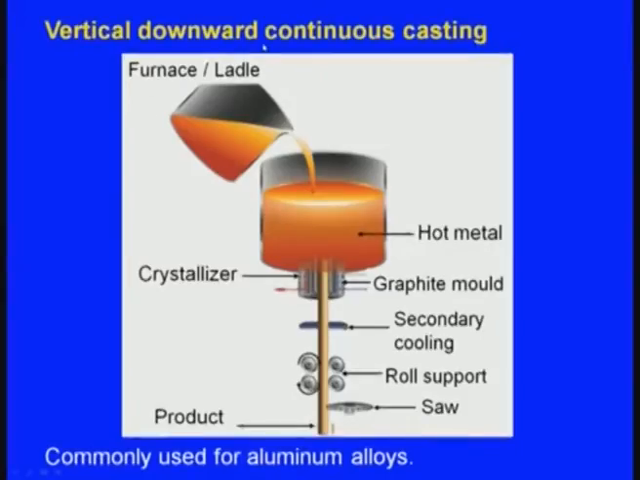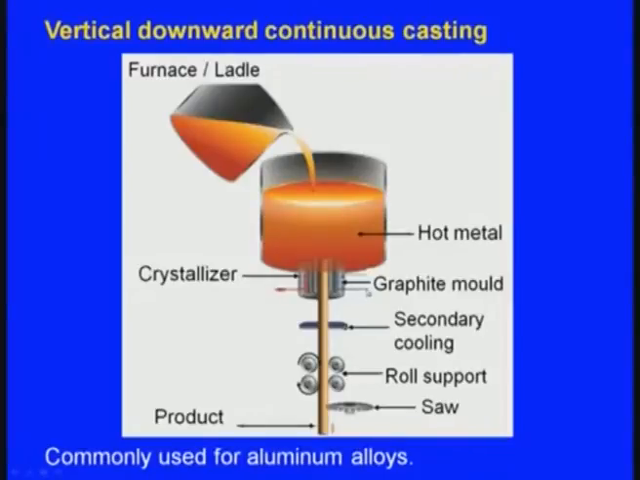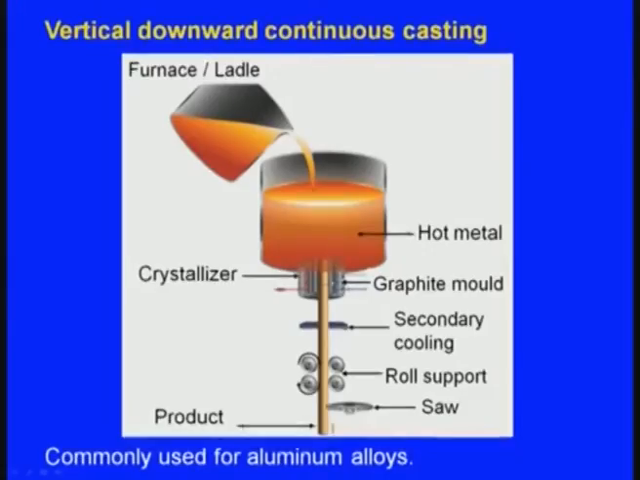This is the vertical downward continuous casting, meaning the solidified billet or the solidified bar will be traveling towards the bottom, downwards. Here we can see this is the furnace in which the molten metal is there, and this is the tun dish, a local reservoir which accommodates the molten metal. Below the tun dish there is a graphite mold. You see, this is the graphite mold. The molten metal from the ladle is poured into the tun dish, and from the tun dish the molten metal will be flowing through the graphite mold.